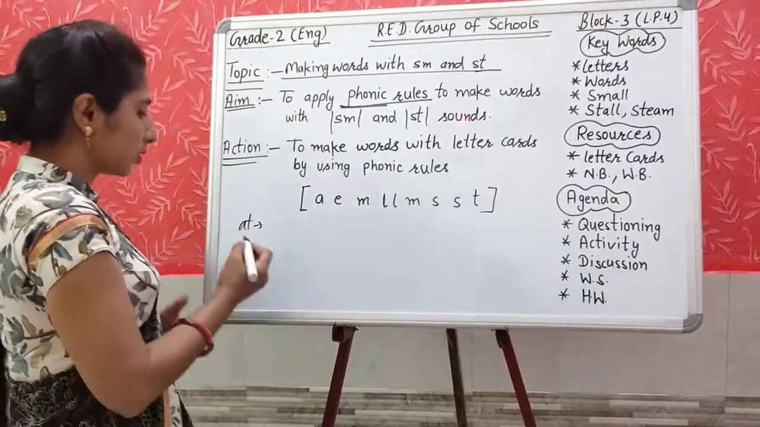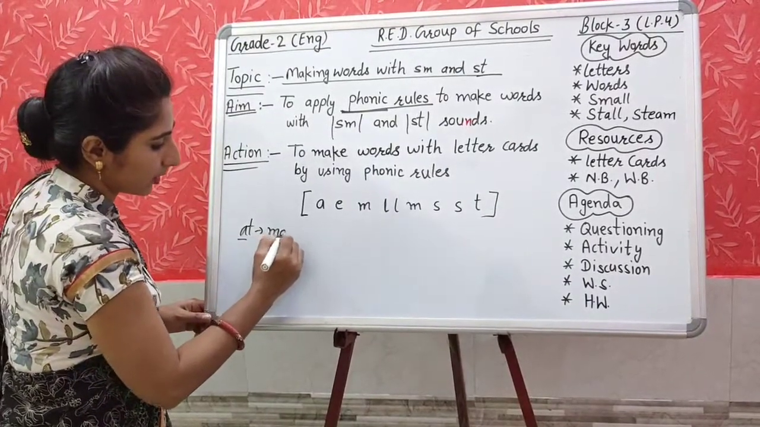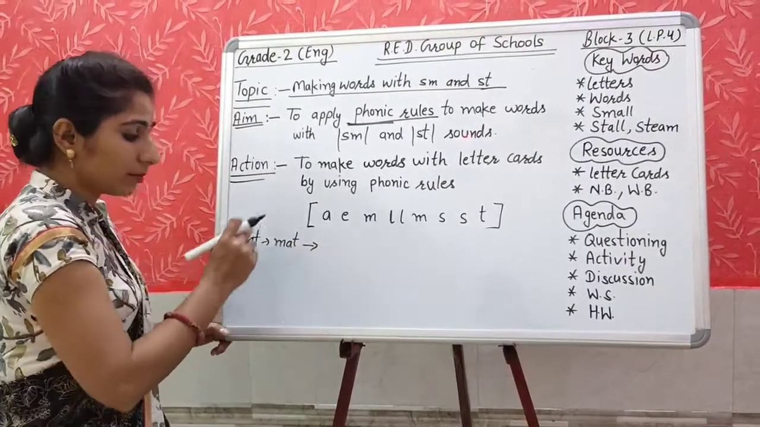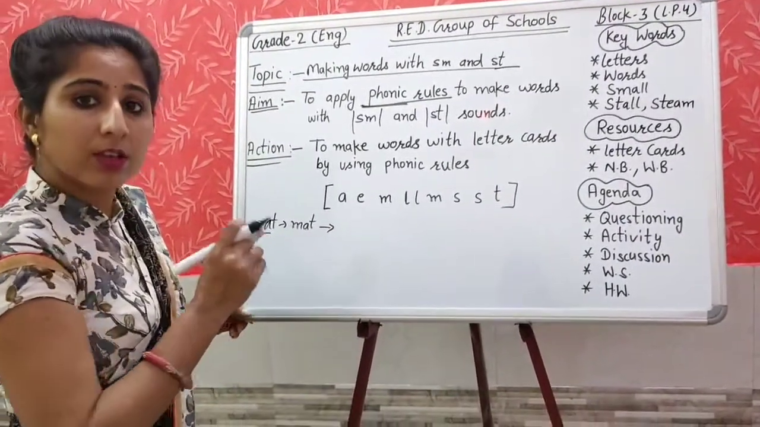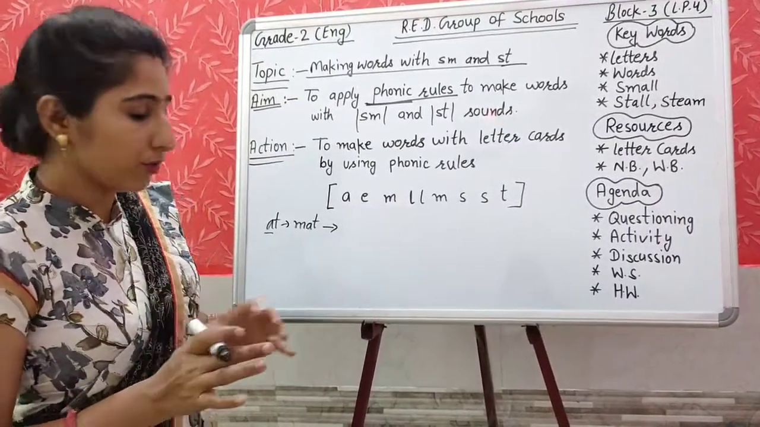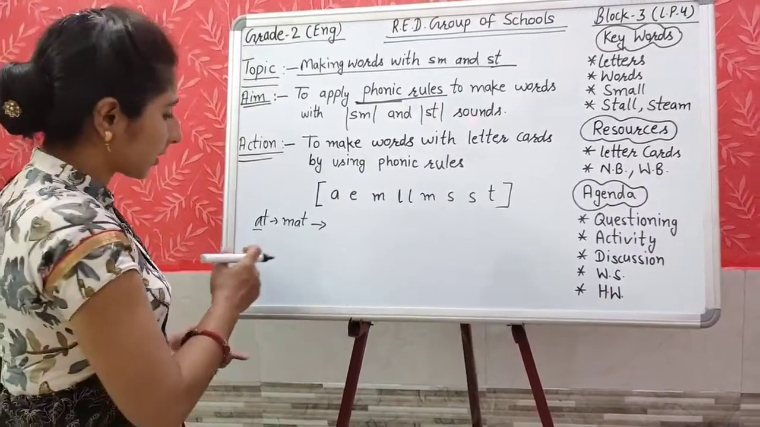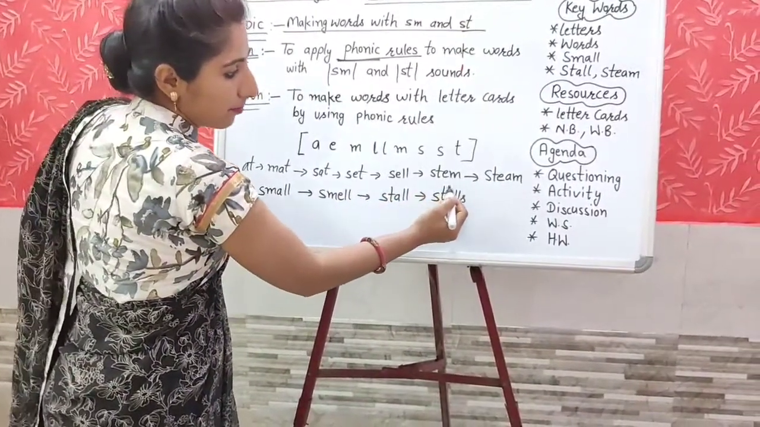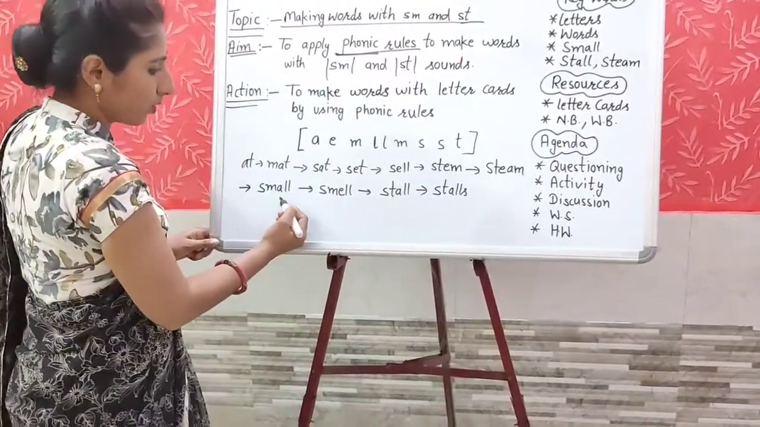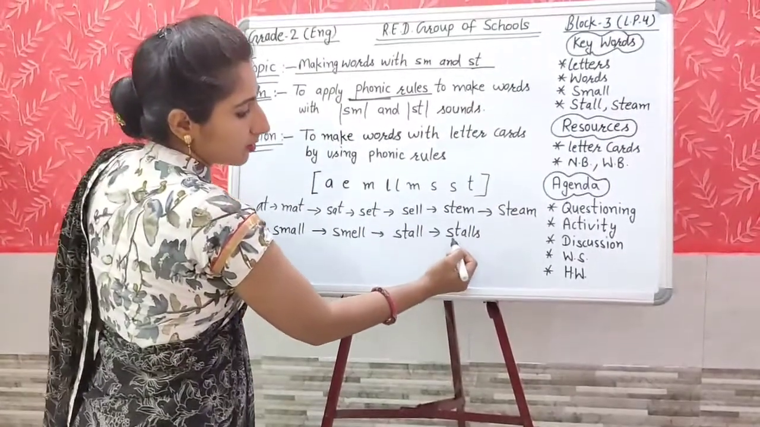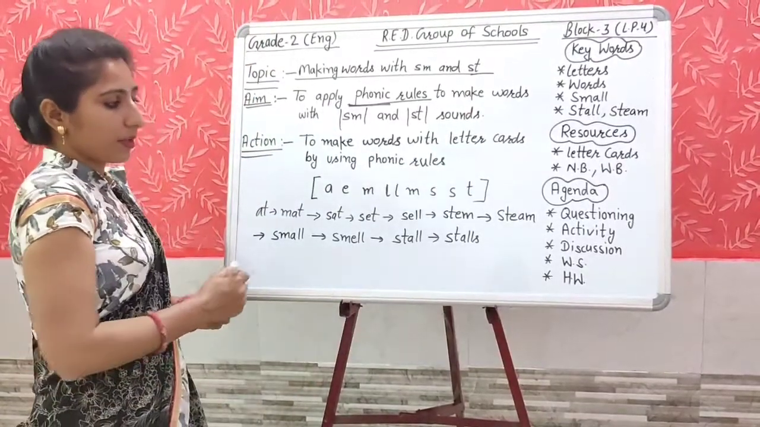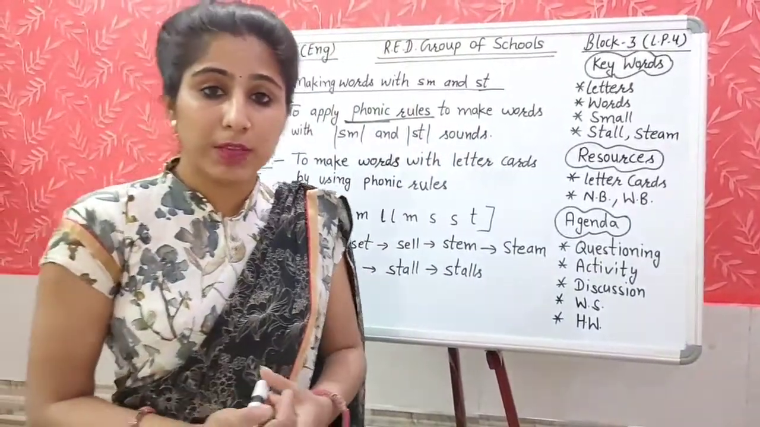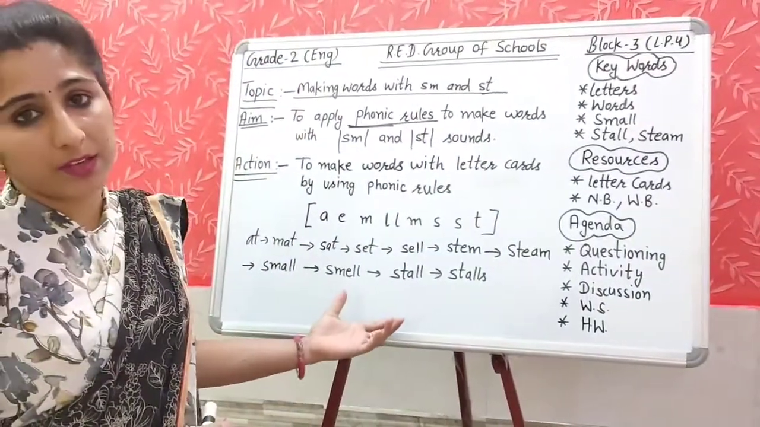Yes, we have made first 2 letter words, then 3 letters. Then we will use 3 letters. Mat. And you will make these words by using your letter cards, the same words as I am writing on the board. At, set, cell, stem, steam, small, smell, stole, stoles. You will make these words by using your letter cards, and you can make more words as you can.